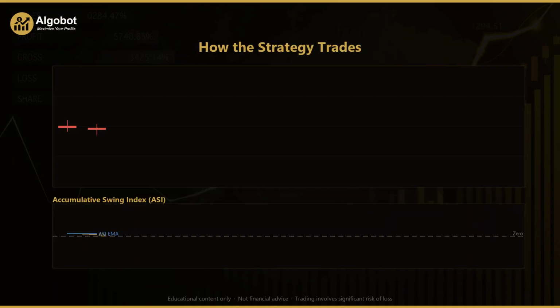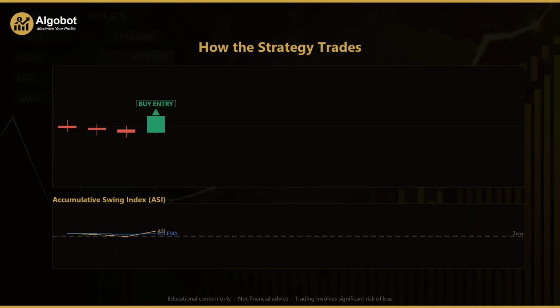Let's bring this to life on a chart. Across the top you can see the price candles, and in the panel below is the accumulative swing index, shown in gold, together with its exponential moving average in blue. Remember, the strategy doesn't watch price breakouts directly. It watches this indicator break out of its own recent range, with the moving average confirming the direction. Watch how the two work together.